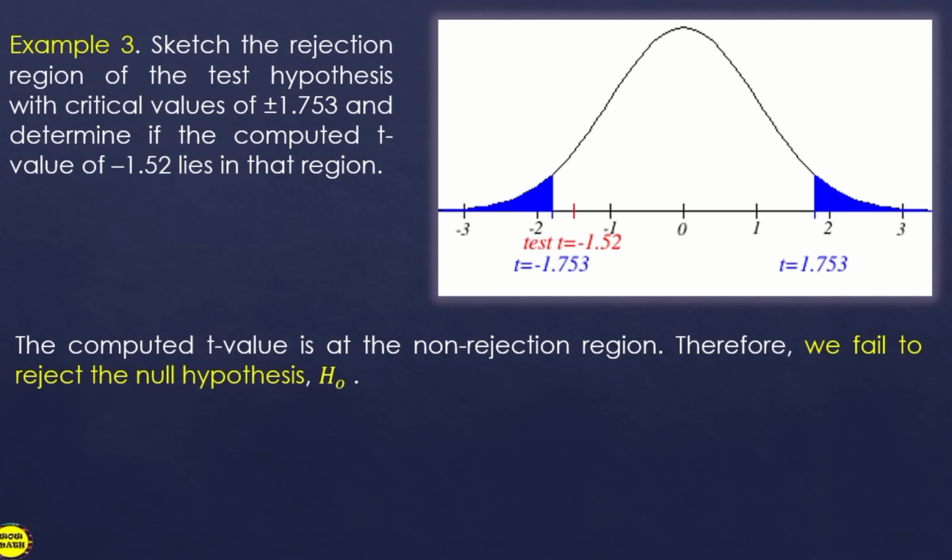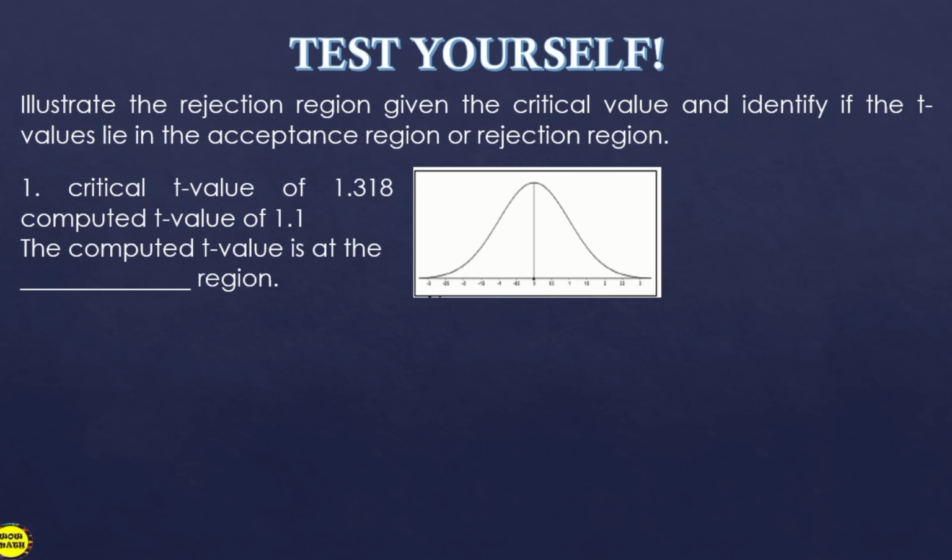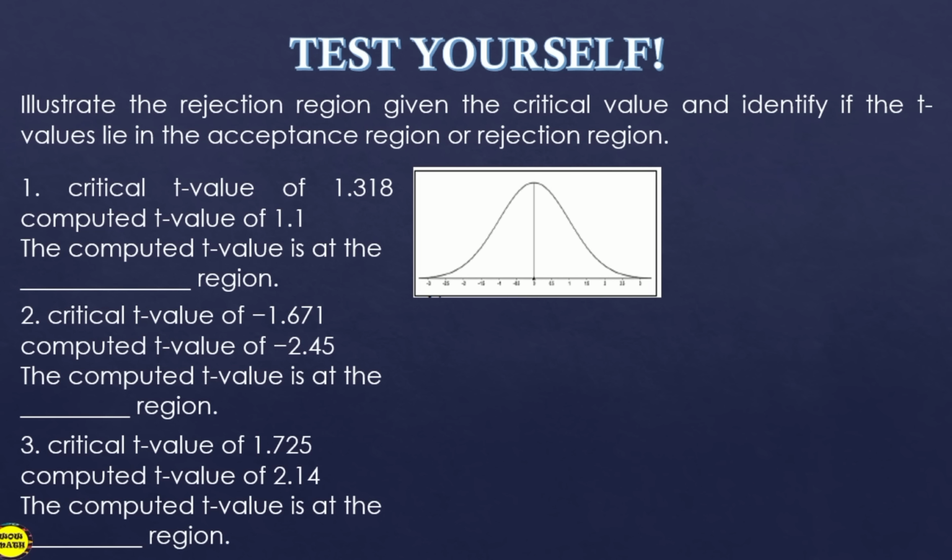Kapag ang computed value natin nasa labas ng rejection region natin, we fail to reject the null hypothesis. Pero kapag yung computed value natin nasa loob ng rejection region, ibig sabihin, we reject the null hypothesis. Okay? So, test yourself. Illustrate the rejection region given the critical value and identify if the t-values lie in the acceptance region or rejection region. So, dito class, pwede nyong i-pause muna yung video, tapos i-play ulit.